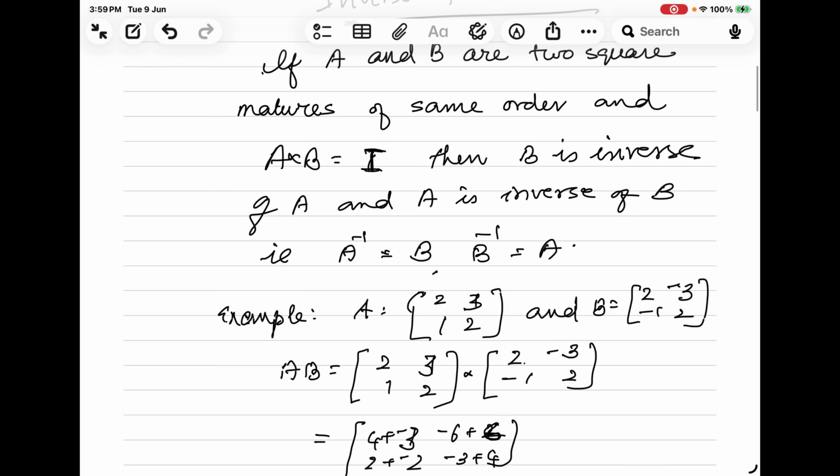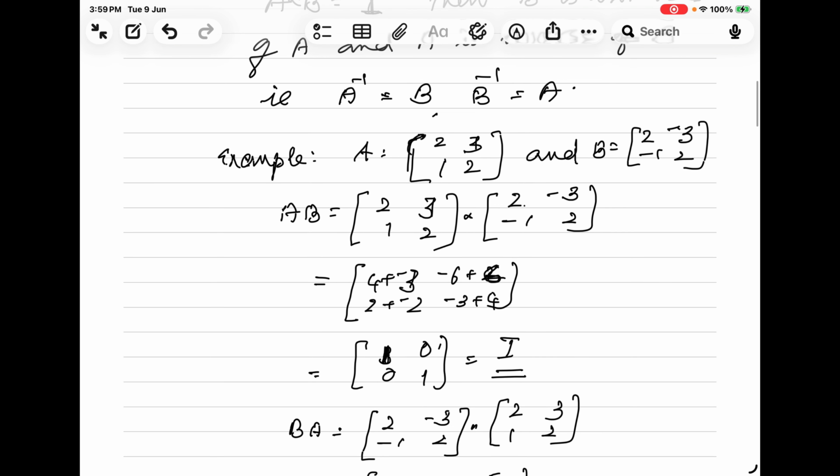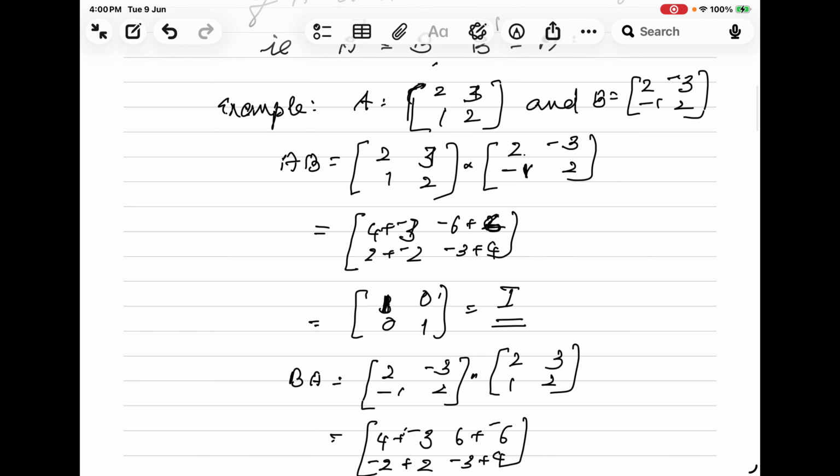For example, A equals matrix 2, 3, 1, 2 and B equals matrix 2, negative 3, negative 1, 2. AB equals matrix 2, 3, 1, 2 into matrix 2, negative 3, negative 1, 2. Multiplying, first row into first column is 4 plus negative 3, first row second column is negative 6 plus 6, second row first column is 2 plus negative 2, and second row second column is negative 3 plus 4. When we add, we get 1, 0, 0, 1, which equals I.